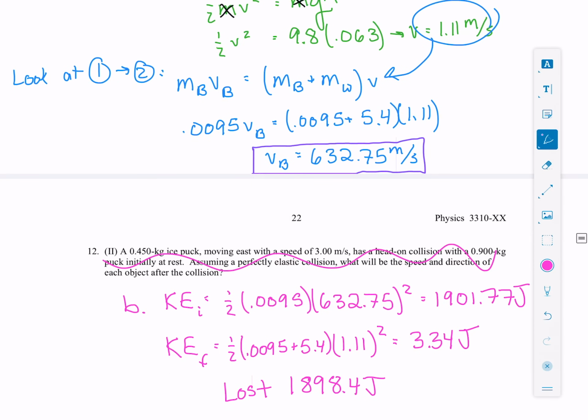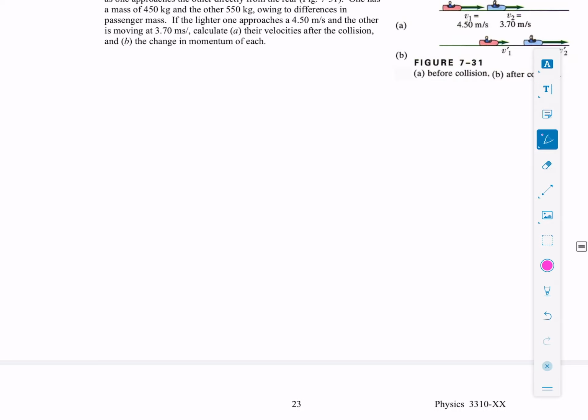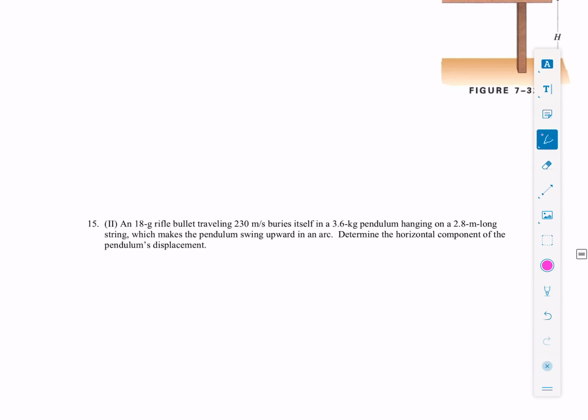I want you guys to do number 15 right now. This is an example of a ballistic pendulum. It's very similar, but it's working backwards a little bit. I'm going to change the question. I don't want you to figure out the horizontal component. I want you guys to figure out the vertical component. So figure out the height that the pendulum is going to swing if you know the initial speed. So we're kind of working the other way here.